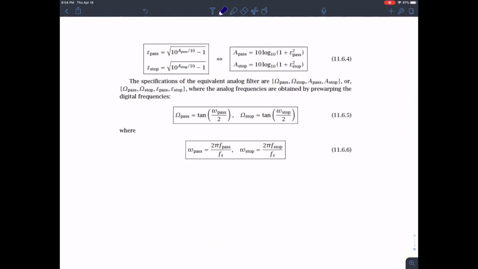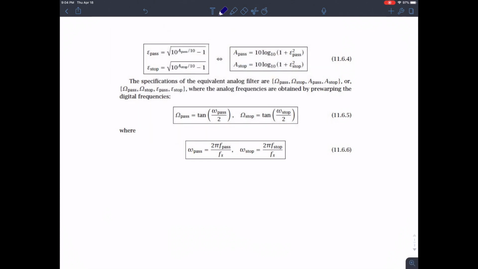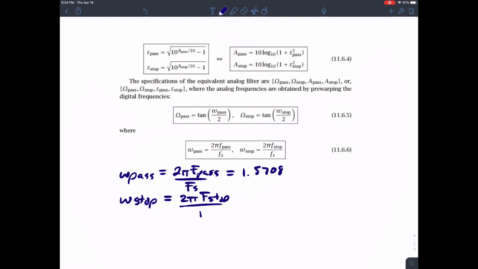What we need to do first is convert the analog specifications to the digital domain. So we find omega pass, that would be 2 pi f pass divided by fs, not f-stop. You calculate that number, and I did that in MATLAB and get 1.5708. Then we do the same thing with omega stop, the normalized frequency, 2 pi f-stop divided by fs.